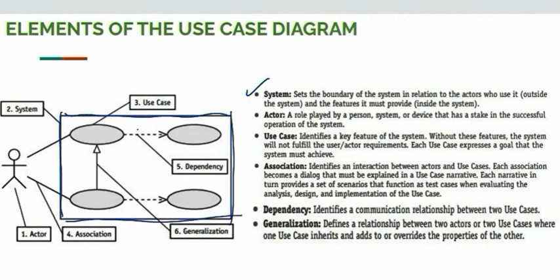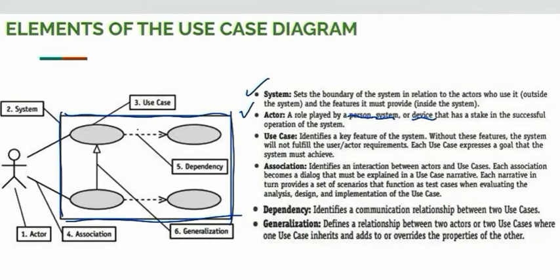The system defines the boundary of the system in relation to the actor who is using it and the features it must provide. This stickman represents the actor. The actor doesn't only refer to a person who triggers the action. This can also refer to a third-party system or a device that may trigger the feature of that particular system. So again, the actor might be a person, a third-party system, or a device.